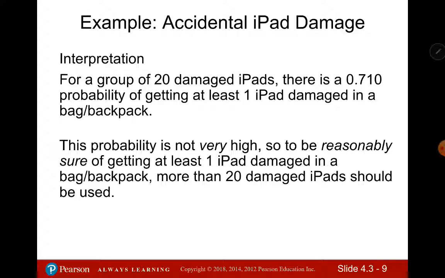So we will say it's just 0.71. It's high, it's more than 50%, but it's not high enough if we want to be reasonably sure, so at least 90%. Which means we should select more than 20. Then we can be reasonably sure one of the iPads will be damaged in a backpack. So this one is not very high. It's not high enough to make sure of at least 1.